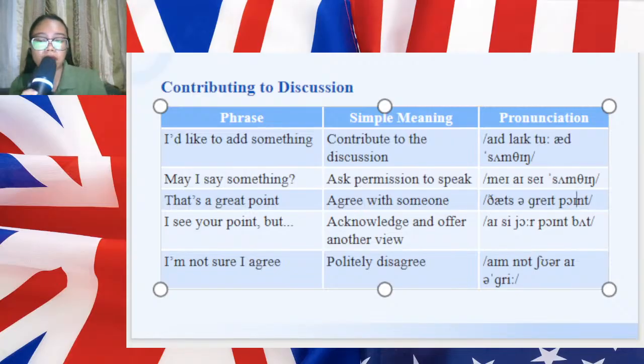Fourth, "I see your opinion, but." Again, "I see your opinion, but." It acknowledges and offers another view.